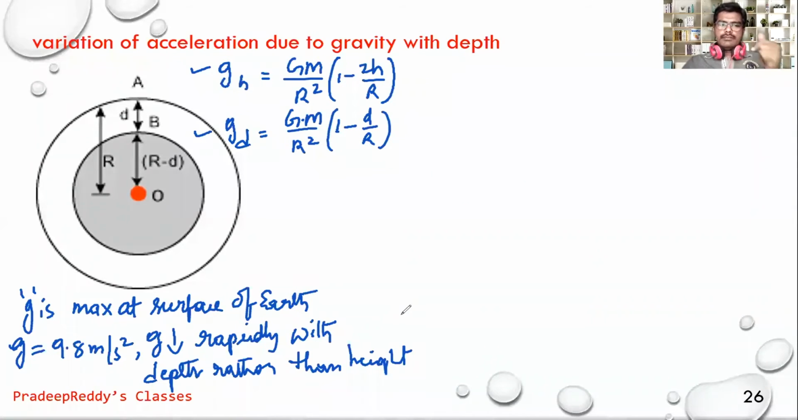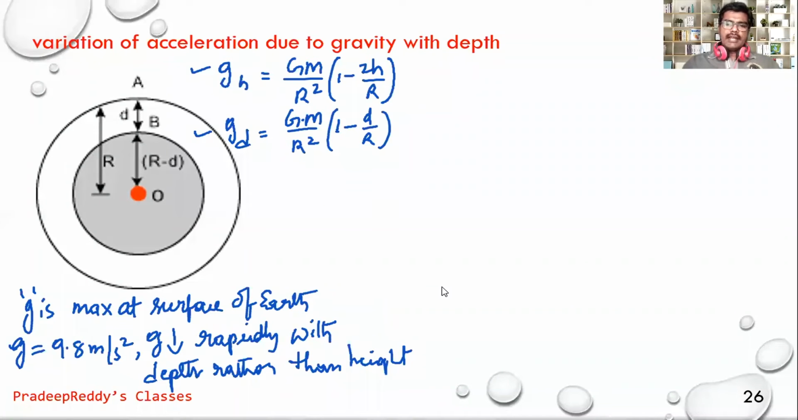That's because in the numerator there is only mass m. Acceleration due to gravity is directly proportional to mass m, but inversely proportional to the square of the radius. So with mass, it will be more decreased than with radius. That's the reason why, as we go deep, the acceleration due to gravity decreases more rapidly than the decrease from a certain height. So that's one important point you should remember.